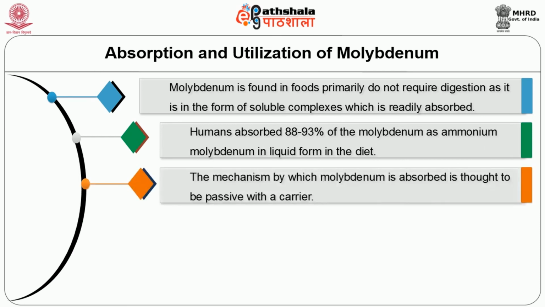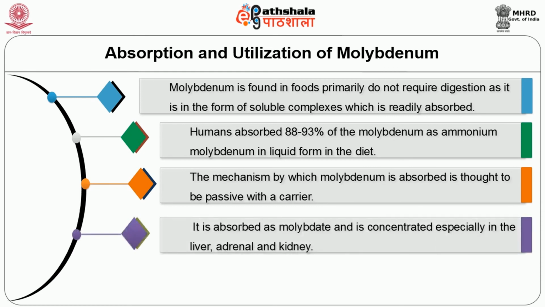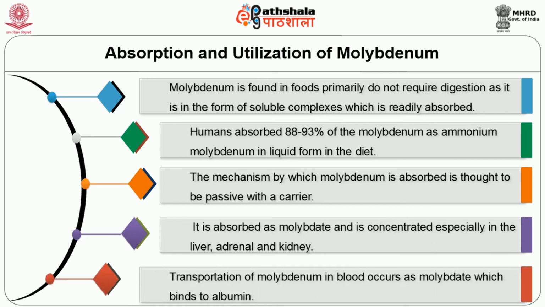The mechanism by which molybdenum is absorbed is thought to be passive with a carrier. It is absorbed as a molybdate and is concentrated especially in the liver, adrenal, and kidney. Transportation of molybdenum in blood occurs as molybdate, which binds to albumin.